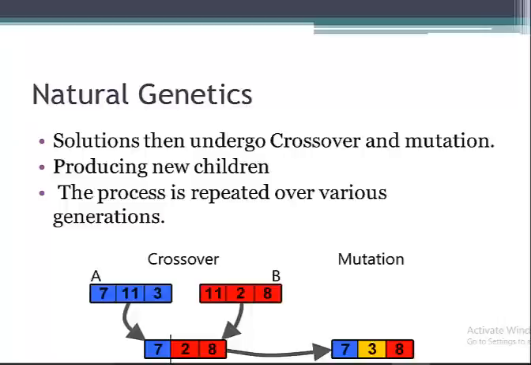Now, what natural genetics is: in natural genetics we have two parents. We are talking about the normal process of reproduction in human beings. The chromosomes of the parents are combined to produce the child chromosomes, and the child chromosomes take some properties of one parent while taking some properties of the second parent. This is called crossover. The child chromosome may also have some of its own properties which are not present in either parent, and this is called mutation.